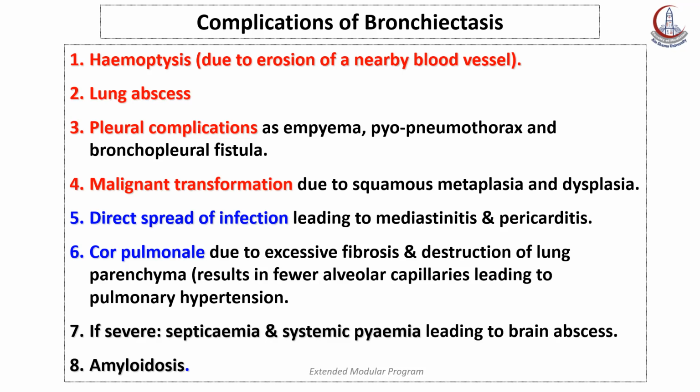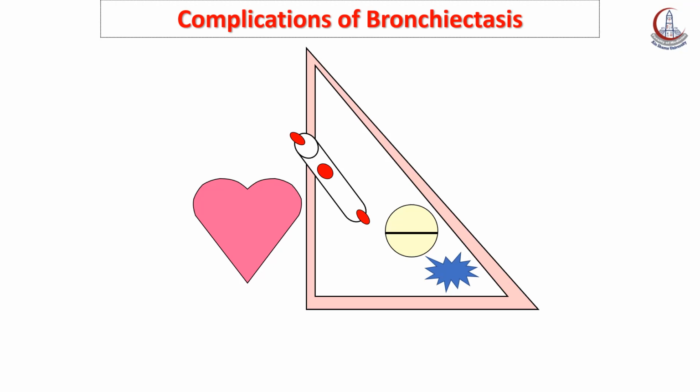Generalized complications like septicemia and pyemia, and pyemia can cause brain abscess. Also, amyloidosis can occur due to bronchiectasis.